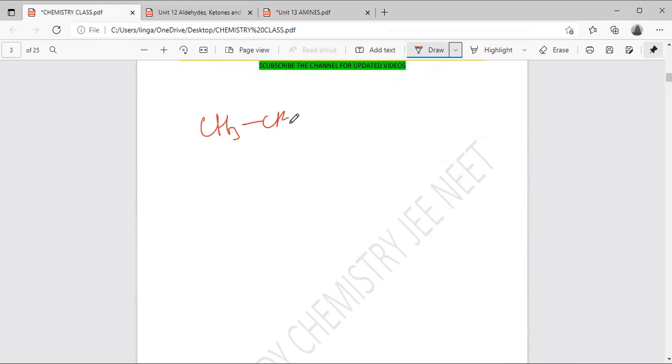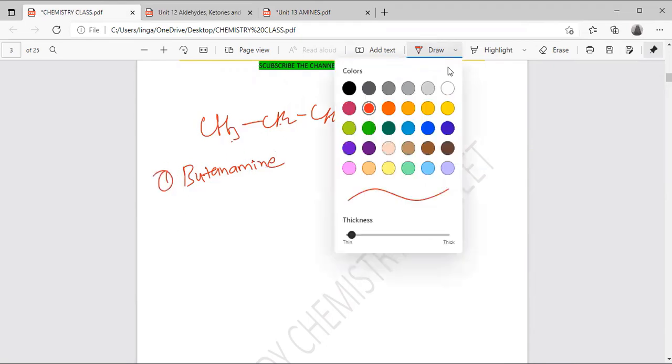CH3, CH2, CH2, CH2, nitrogen, NH2 is there, suppose. 1, 2, 3, 4. Butanamine it is. Butane plus amine, butanamine. IUPAC I am writing. Is it done? Clear? Yes, sir.